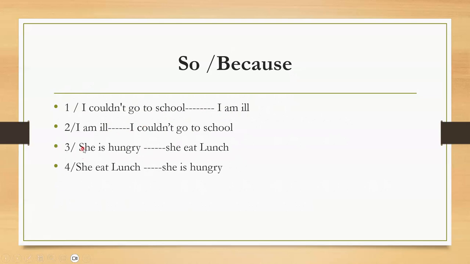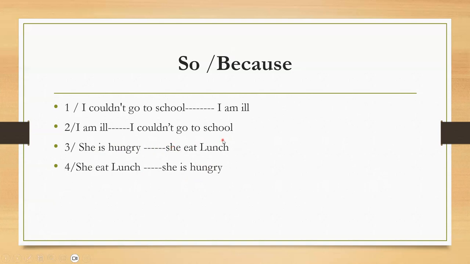Okay. Number three. She is hungry, dash, she eats lunch. Where is the reason? She is hungry, هي جائعة. She is hungry, so she eats lunch, لذلك أكلت. She eats lunch because she is hungry.